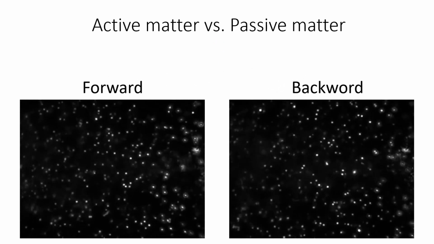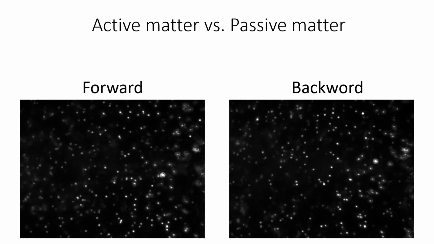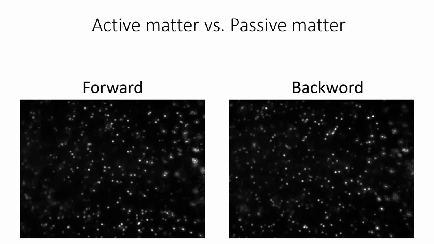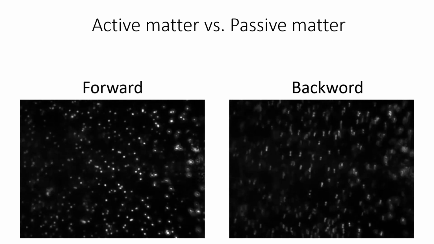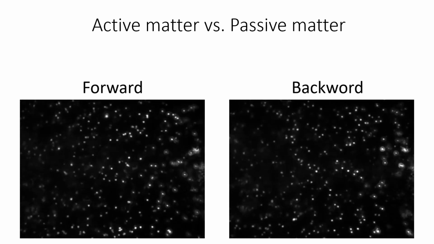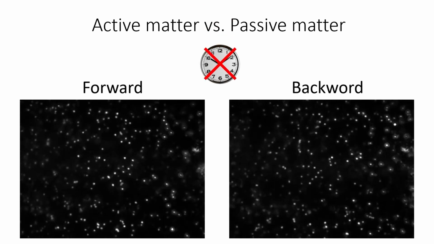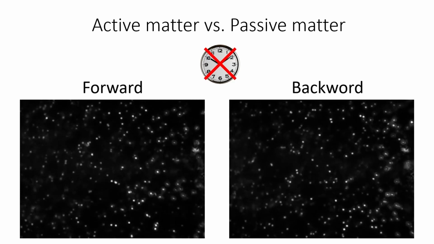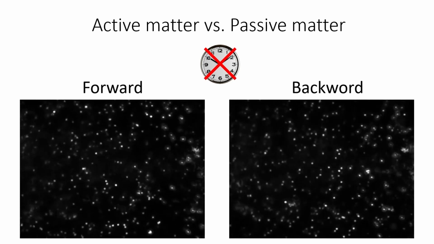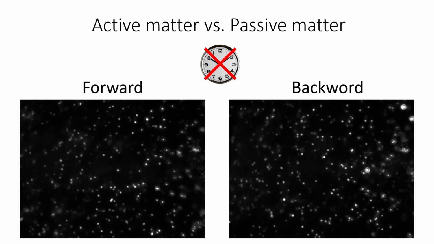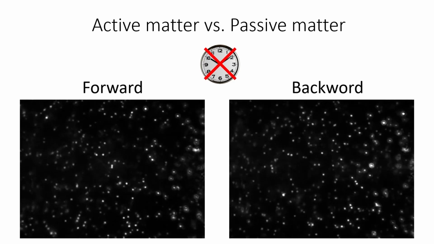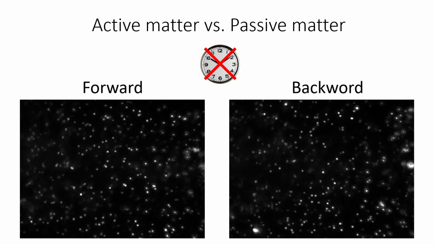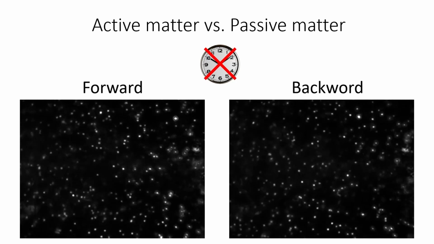The answer is the left one is played forward and the right one is played backward. However, without me telling you which is which, it's nearly impossible to tell, right? Why? The reason you cannot tell is because the movies I showed you is a system in equilibrium. An equilibrium system has no arrow of time. Going forward and backward follow the same equation. So fundamentally, forward and backward have the same physics.